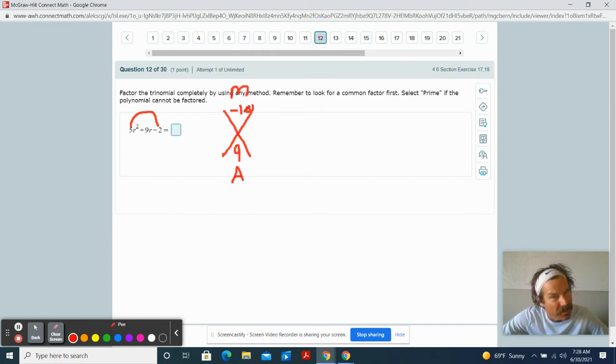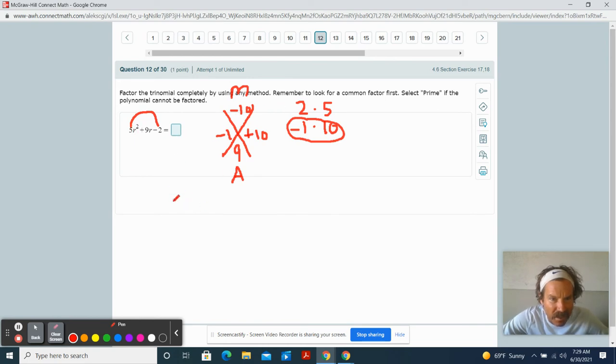Well, 10 is 2 times 5, and 10 is also 1 times 10. So now if you have to multiply to get a negative 10, one of these numbers has to be negative. And if I make this a negative 1 and a positive 10, they add to get a positive 9. So it's going to be negative 1 and positive 10. Okay. Now, how's that going to help me?